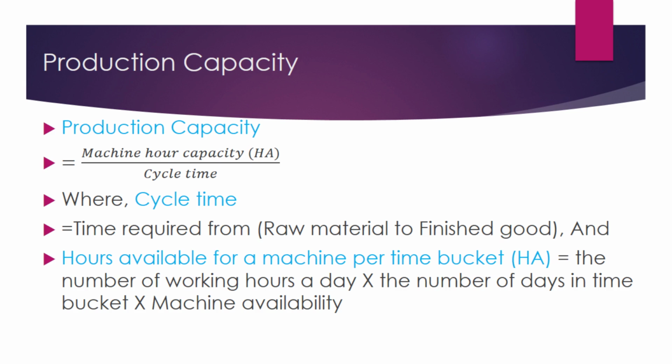Then production capacity is machine hour capacity divided by cycle time. The machine hour availability, we have already seen the formula. Cycle time is the time required from raw material to finished good. For example, a hematology analyzer with 60 samples throughput requires about 1 minute. So cycle time is 1 minute for a hematology analyzer with a throughput of 60 samples per hour.